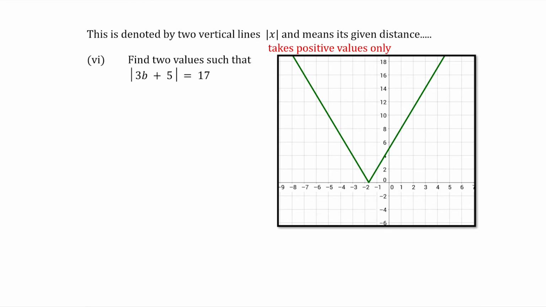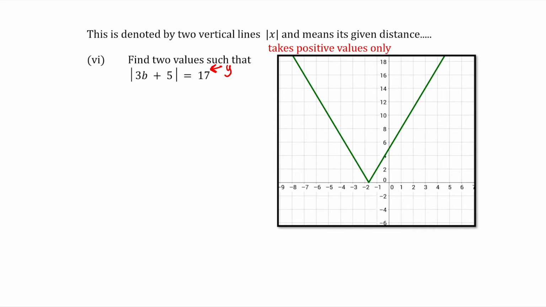We're asked to find two values such that the absolute value of 3b plus 5 is equal to 17. In this case, I can do this in two separate ways. I can, A, graph this function and solve for the value of x when y is equal to 17, or I can do it algebraically like we had in our last video. So let's graph it first.